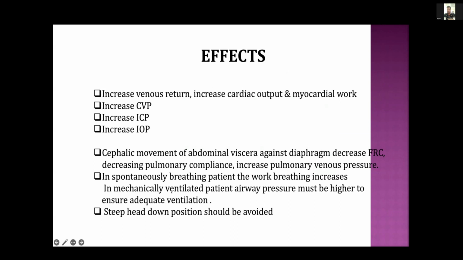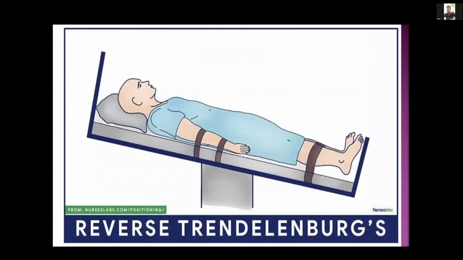In a spontaneously breathing patient, the work of breathing increases in this position due to cephalad movement of abdominal viscera against the diaphragm. And in a mechanically ventilated patient, airway pressure must be kept on the higher side to ensure adequate ventilation. A steep head-down position should be avoided. Reverse Trendelenburg position. This position is used mainly to facilitate upper abdominal surgery by shifting the abdominal contents caudally. This position may cause systemic hypotension as venous return decreases. The position of the head above the heart reduces perfusion pressure to the brain.